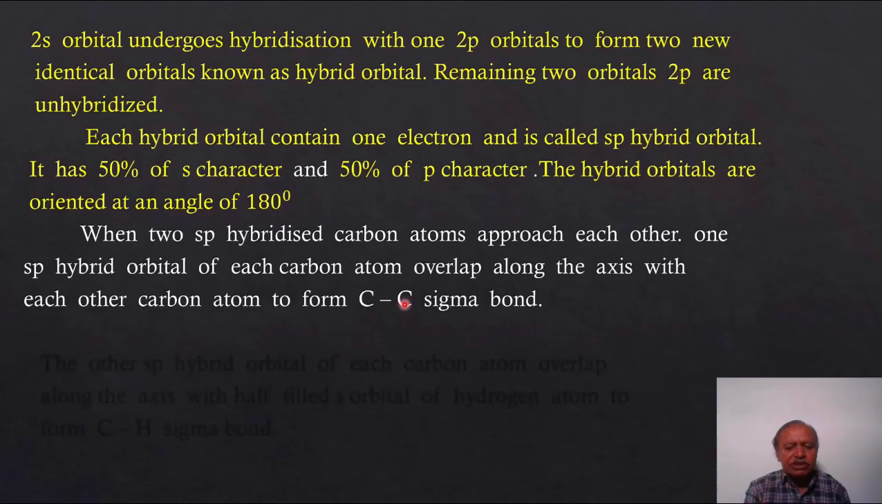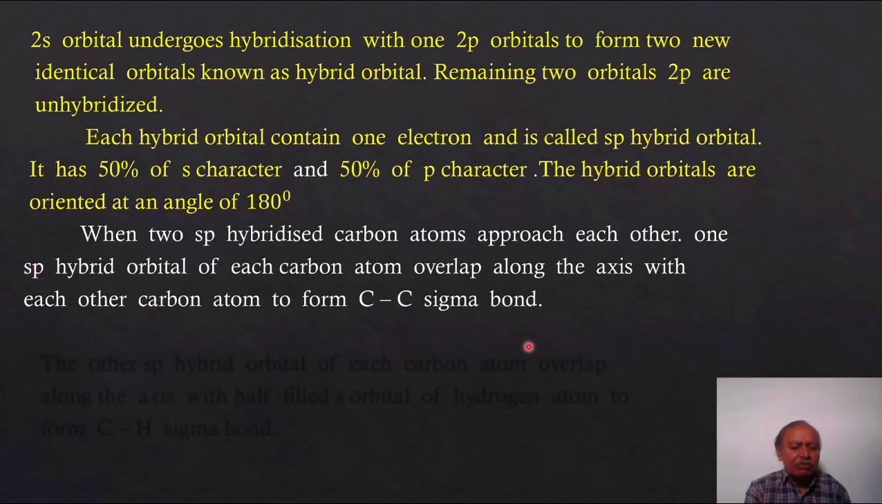Okay, carbon to carbon sigma bond is formed by overlapping of one sp hybrid orbital of one carbon atom and one sp hybrid orbital of another carbon atom. In this way, the sigma bond is formed by axial overlapping of the sp hybridized orbitals.